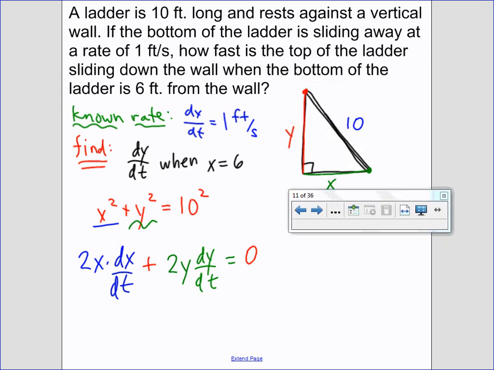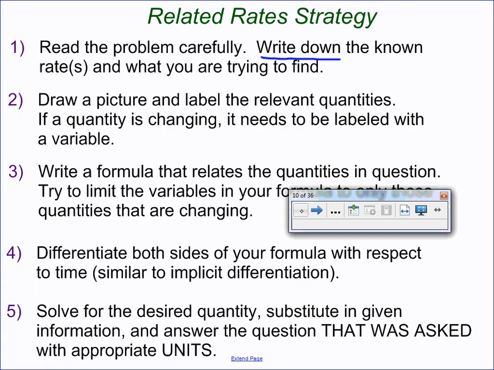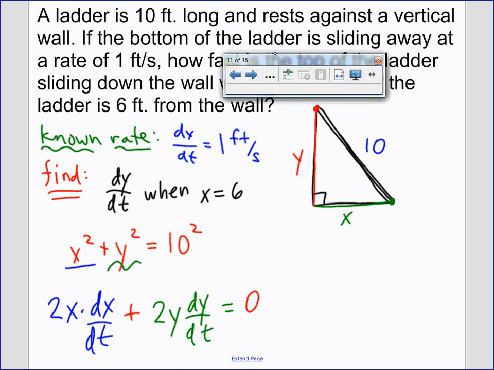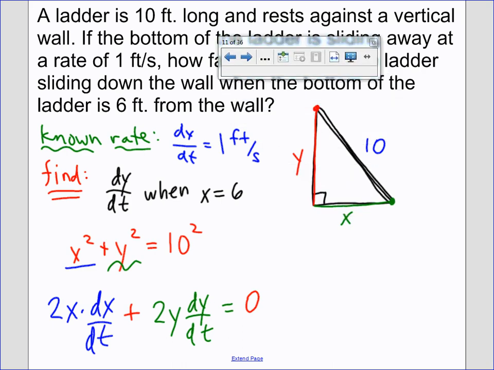And now, what's our step? Our step 5 asks us to do? We'll solve for the desired quantity, right? And substitute in the given information lastly. We haven't done anything with that moment in time data until the very end, and I'll only plug that in after I've already solved for it. So what we were trying to find, Preston told us we were trying to find dy dt. So that's what we're going to isolate. So we'll go ahead and isolate dy dt.